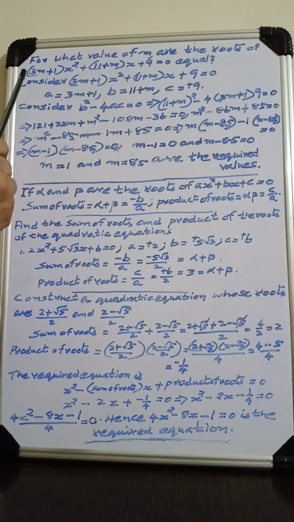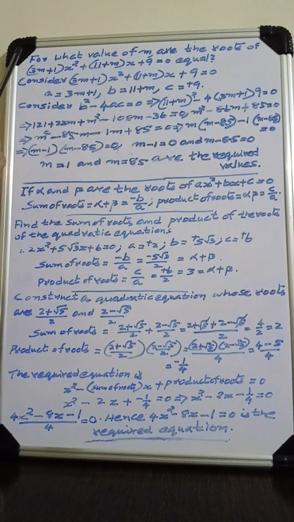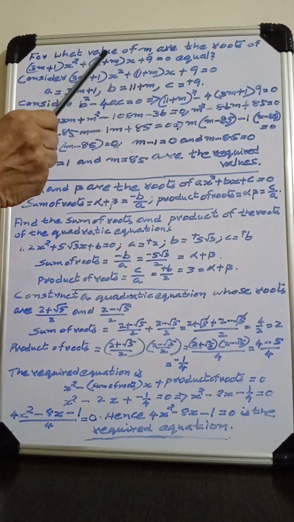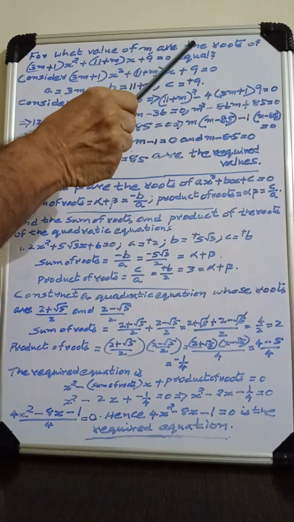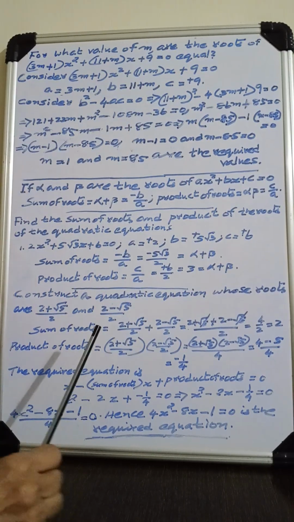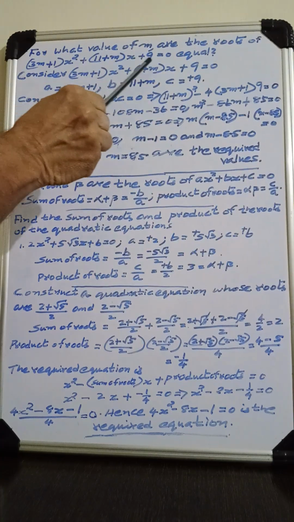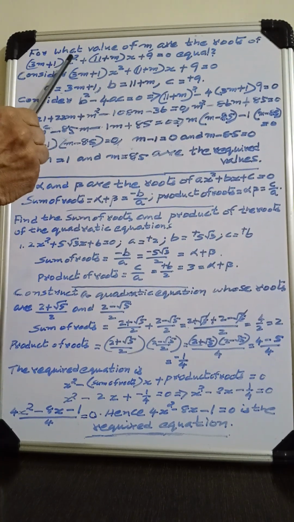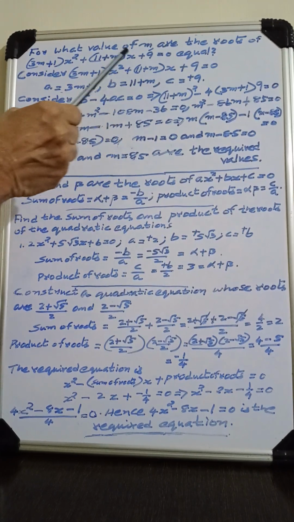Welcome to Butterfly Solutions for Mathematics. Here is a question: for what value of m are the roots of (3m plus 1)x squared plus (11 plus m)x plus 9 equals 0 equal? That means this is a quadratic equation: (3m plus 1)x squared plus (11 plus m)x plus 9 equals 0.